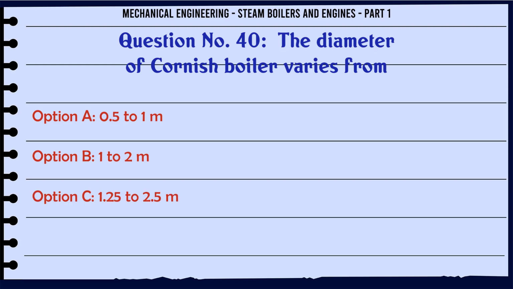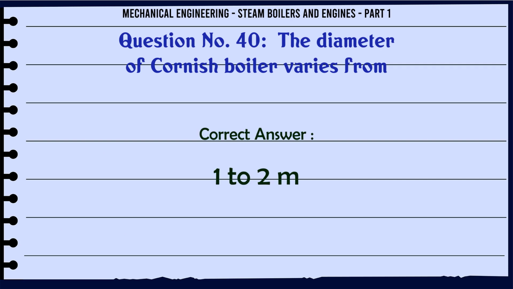The diameter of Cornish boiler varies from: A. 0.5 to 1 m, B. 1 to 2 m, C. 1.25 to 2.5 m, D. 2 to 3 m. The correct answer is 1 to 2 m.